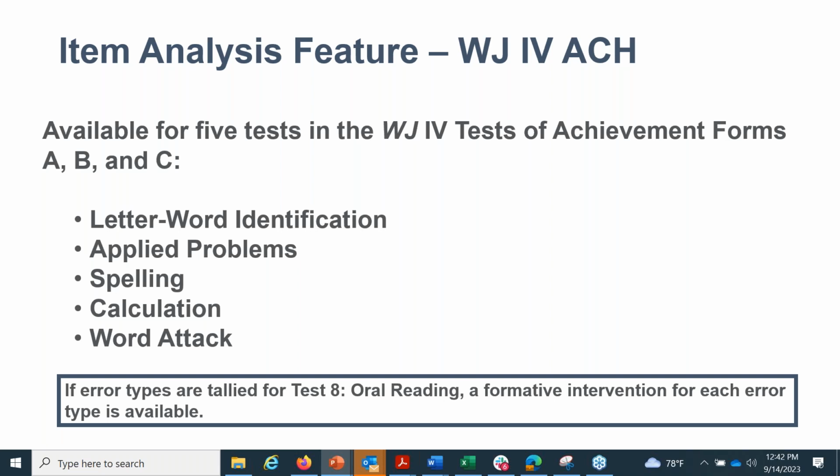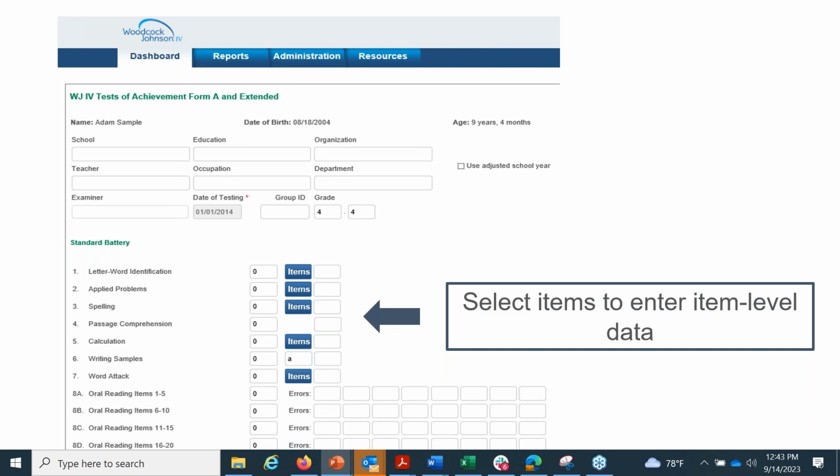There are 5 tests on the WJ Tests of Achievement, on forms A, B, and C, that allow us to individually enter each item into the platform: letter word identification, applied problems, spelling, calculation, and word attack. As I mentioned, if there are errors from the oral reading that are tallied up and put into the system, Riverside Score, it will also provide formative interventions for each of those error types. So this is what it looks like.